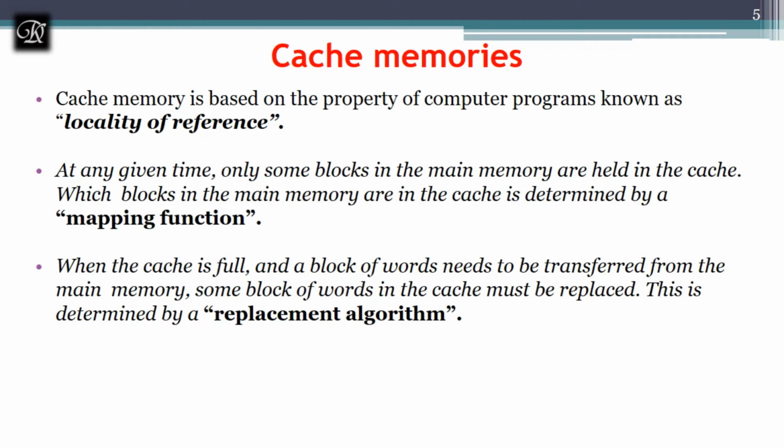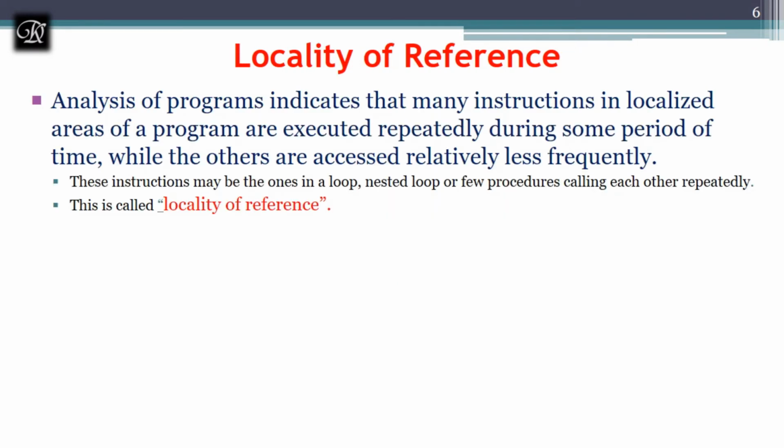Similarly, when the cache is full and a block of words needs to be transferred from main memory to cache, some block of words in the cache must be replaced. Of course, when it is filled, we cannot accommodate the new blocks. What we have to do is make free space for it. So which block has to be replaced is decided by the replacement algorithm. Let's come back to locality of reference.